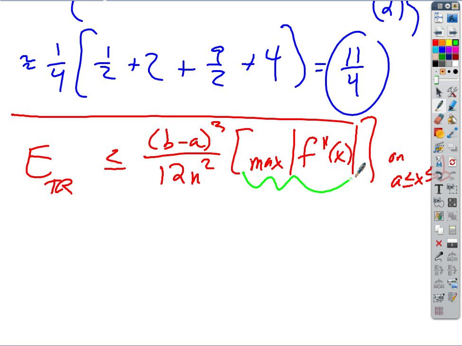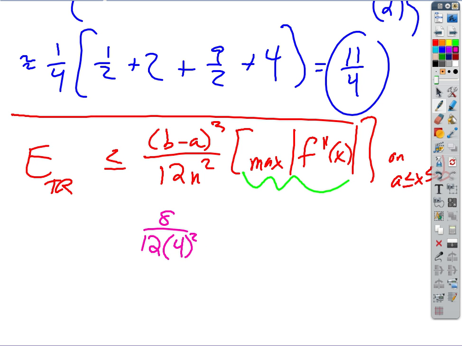What's the maximum value of the absolute value of the second derivative on our interval? That's the part that can be a little tricky. But what this gives me is the worst possible outcome. Let's find out what our maximum error was in this previous calculation. If we plug in, b minus a was 2, cubed is 8, over 12 times 4 squared times this stuff, right?